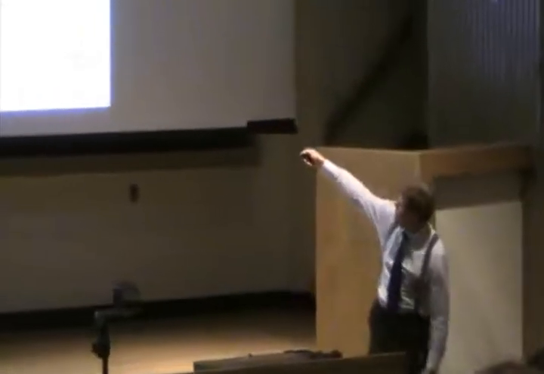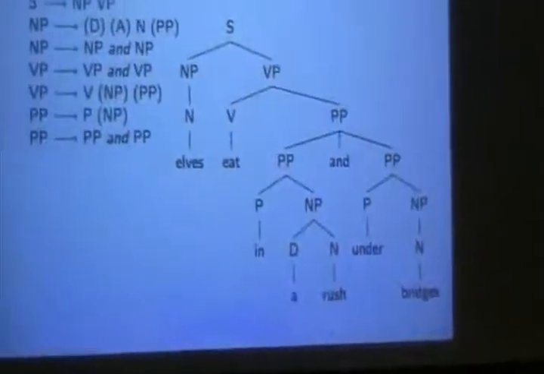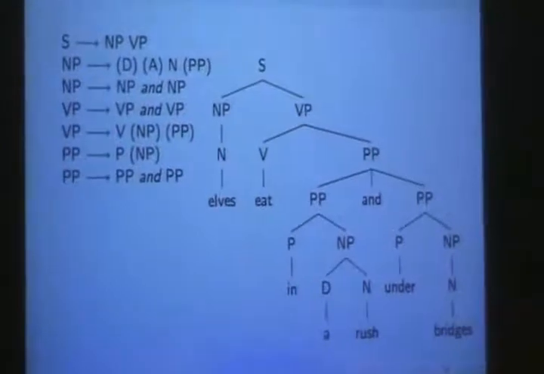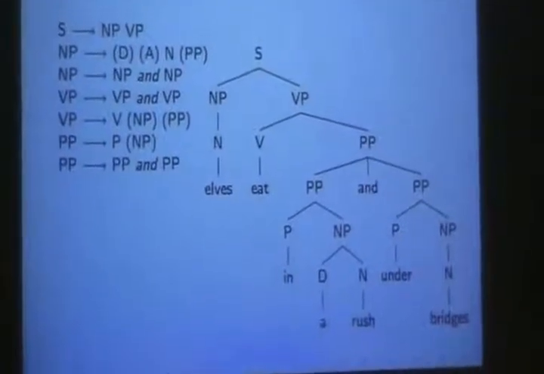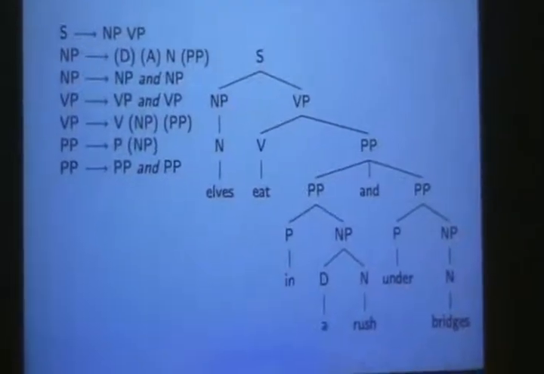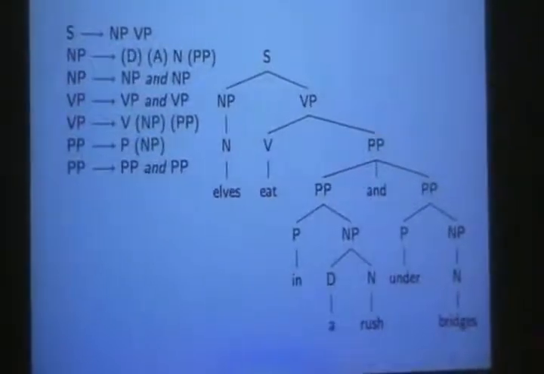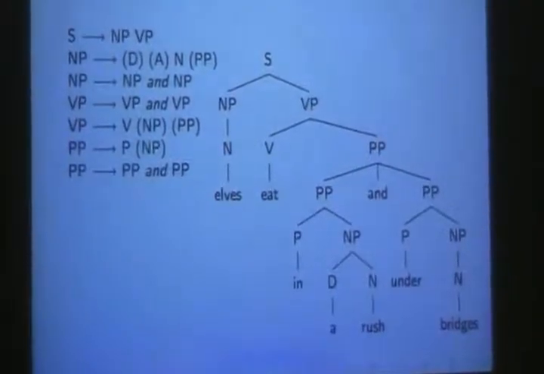And the same thing is true for prepositional phrases. So, as in this example, elves eat in a rush and under bridges, what we have here is a prepositional phrase that's actually two prepositional phrases, as in the other examples, with and between them. Okay. So again, we'll want to write a new rule for prepositional phrases, here it is, that reflects this possibility.